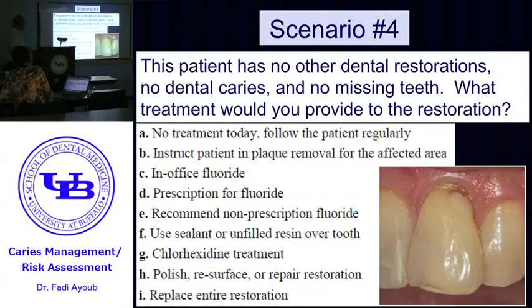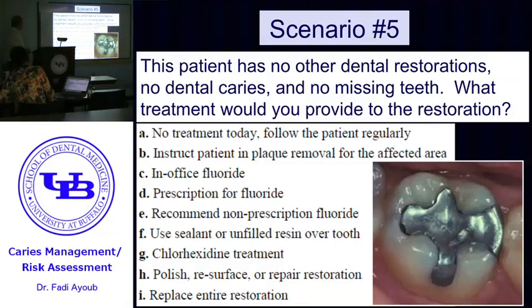So that's existing. There's something going on here. No other caries in the mouth, everything's good. You see this patient, what would you do? I would H again. H, right? H. Okay.